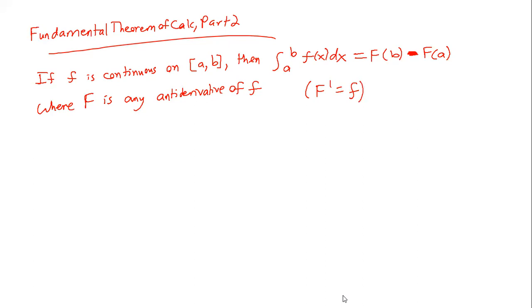So this is an interesting result, because what this means is that if I know some antiderivative of f, I don't have to know all of them, I just have to know one of them, then that limit that we saw earlier is going to be this value, which is really easy. And so there we go.